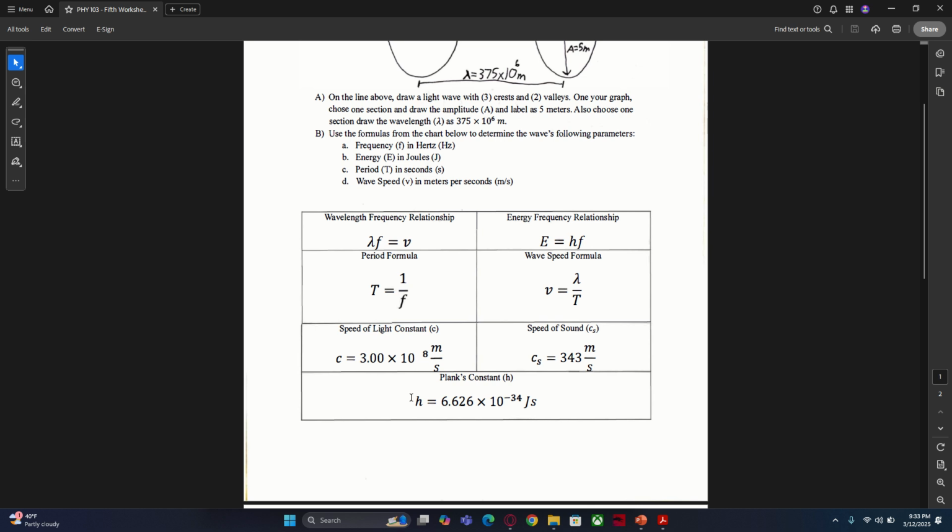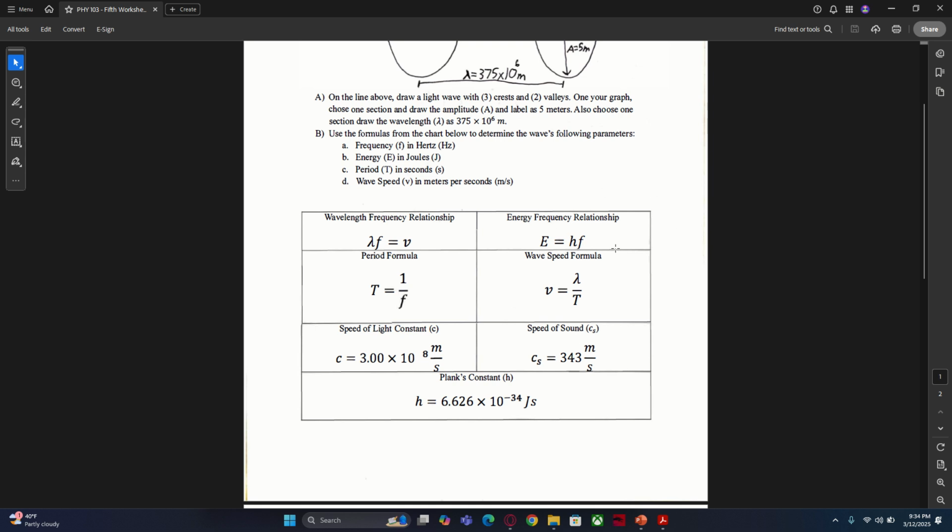Now, Planck's constant h equals 6.626 times 10 to negative 34 joule seconds. So the unit of energy times the unit of time, joule seconds. Okay. Well, those are the equations we're looking at.